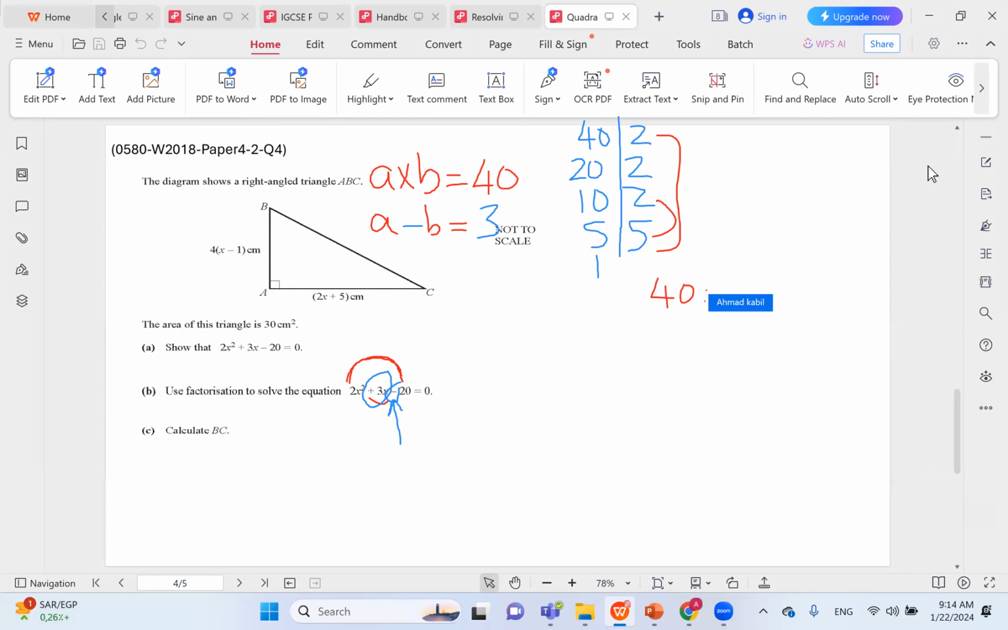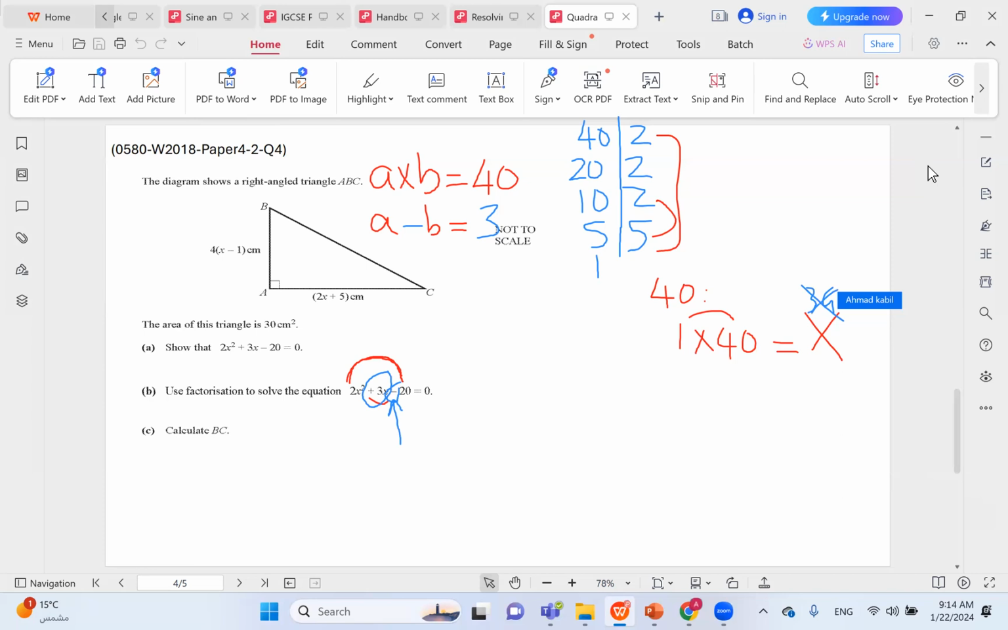Next, we try to find the factors of 40 systematically. What do I mean by that? So we start with 1 times 40. And we do a check. Is the difference here 3? So the difference is not 3. The difference here is 39, basically. So we don't really care about 1 and 40.